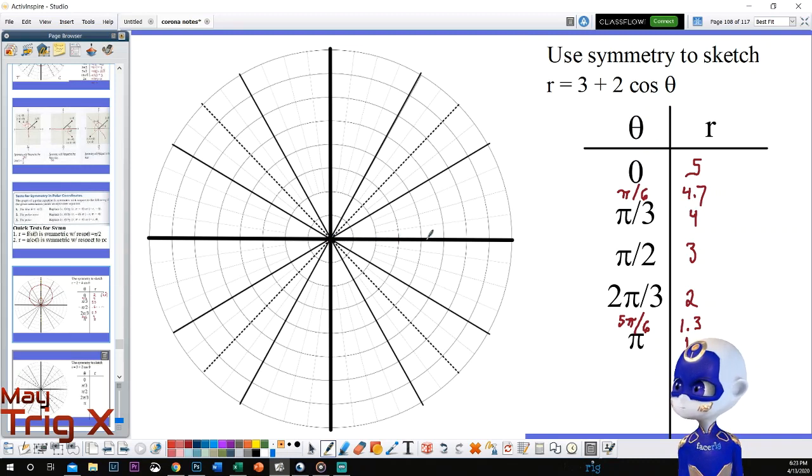0, 1, 2, 3, 4, 5. Looks like it's right there. Pi over 6 and 4.7. 1, 2, 3, 4.7 is way up here. Pi over 3 is this next dark line. It's at 4, 1, 2, 3, 4. Notice I'm not really even counting which line is which. I'm just going to my next solid line every time. Pi over 2 is at 1, 2, 3. 2 pi over 3 takes me to 2. 5 pi over 6 takes me to 1.3. Pi takes me to 1.